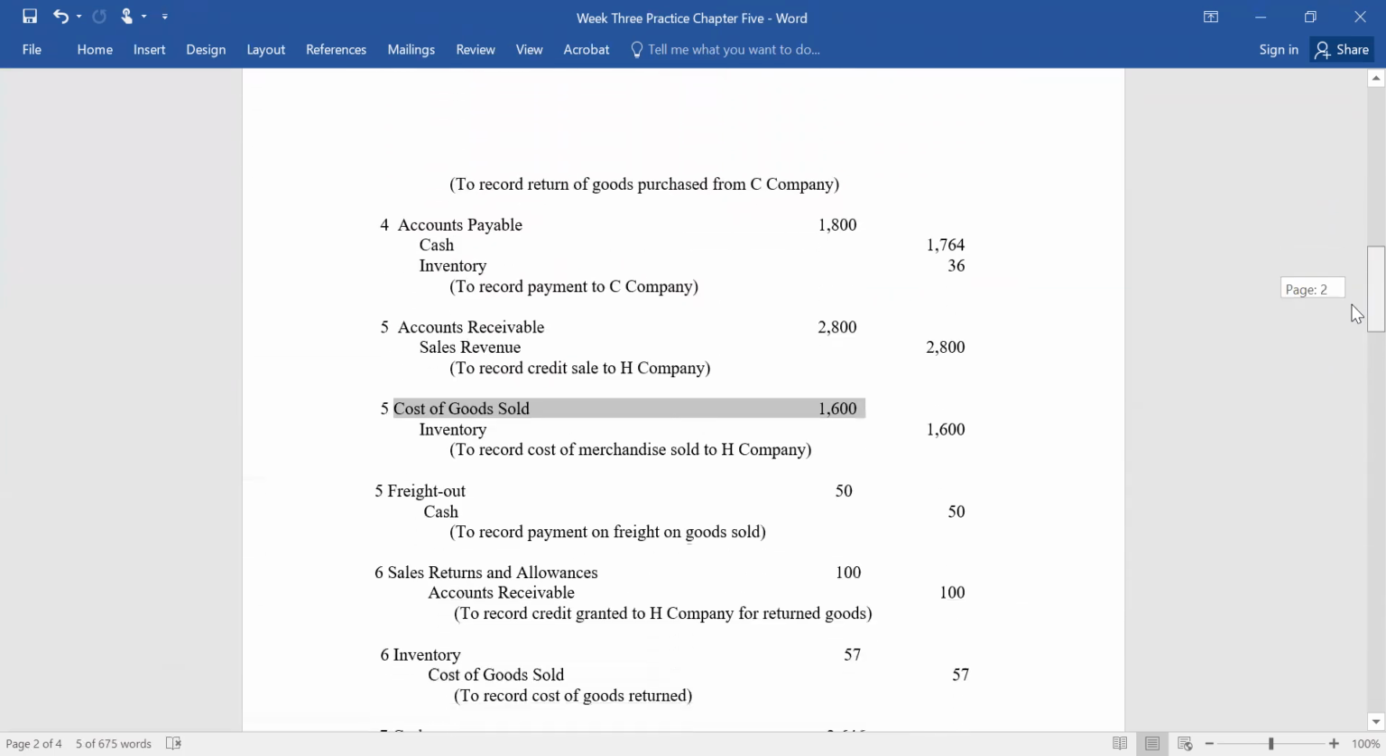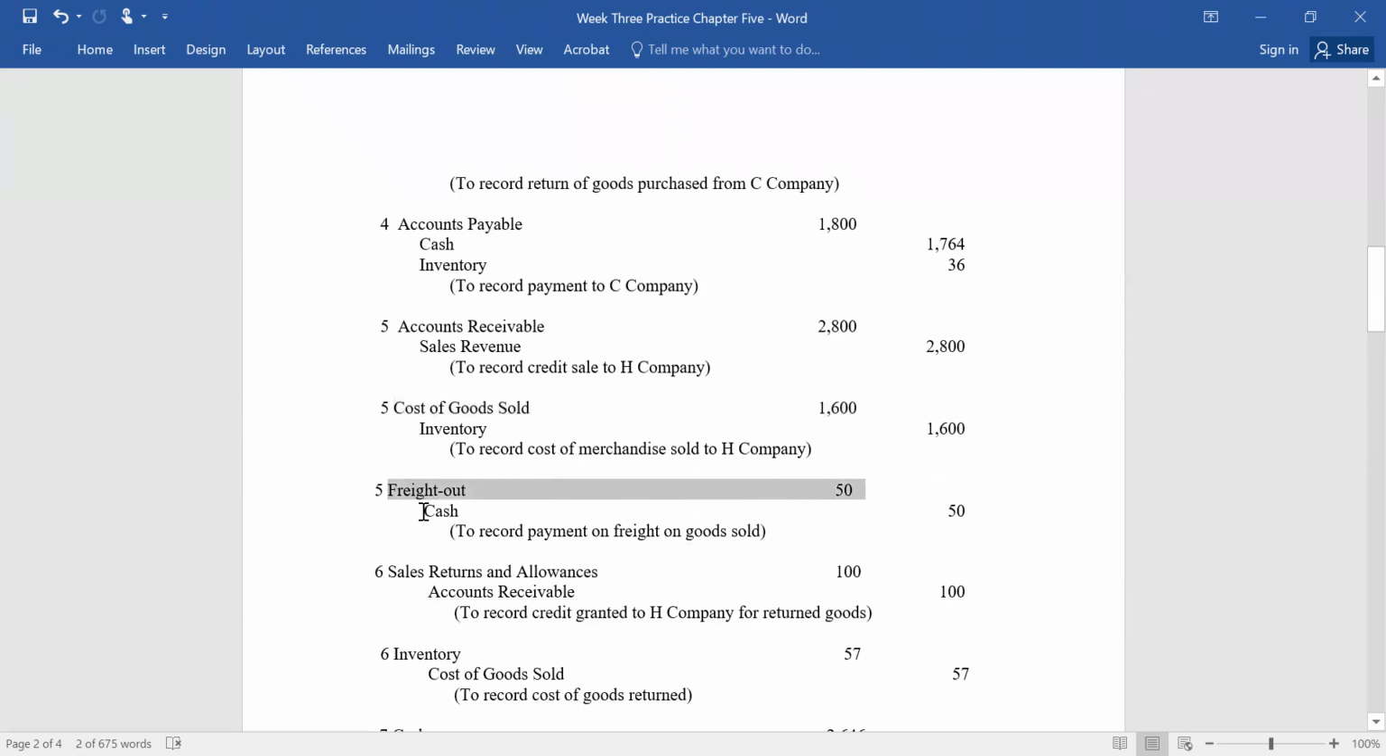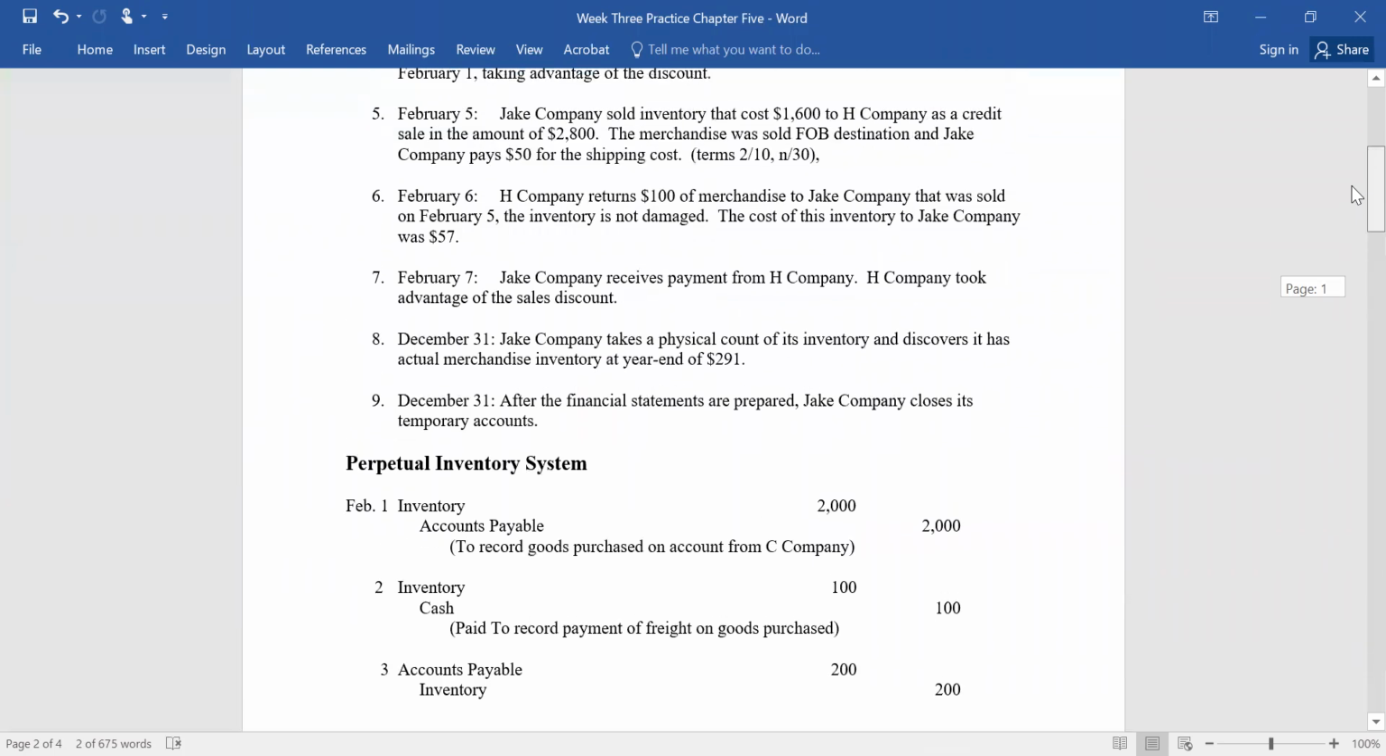We also have to pay our freight out, right? We were told freight out was $50, so we're going to debit that. And then this cash, we're going to credit because we're paying it with cash. Next item, H Company returns $100 of the merchandise to Jake. So H Company, for some reason, returned that merchandise. It wasn't damaged. The cost of the merchandise that was returned to Jake was $57.